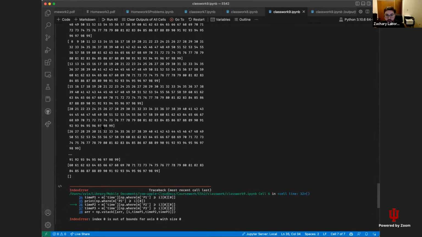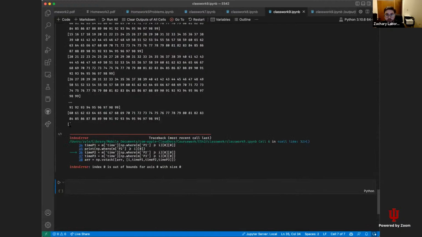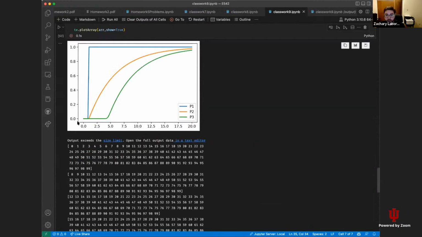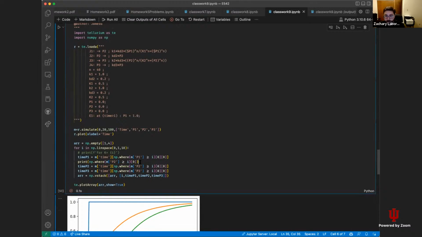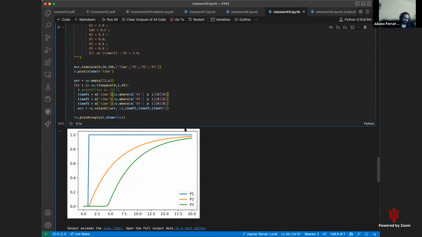Okay, no, it's an array, so one of them is empty for some reason, because it goes out of bounds. But why is it going out of bounds? Maybe for some k it never crosses. Don't start K at 0, start K at some finite value.